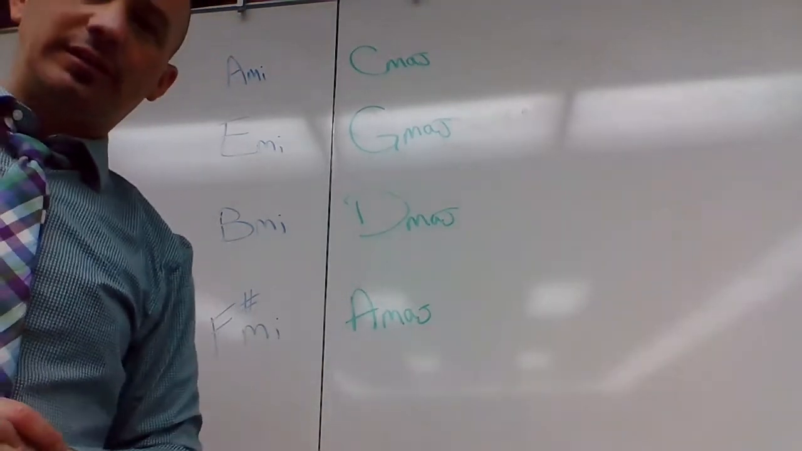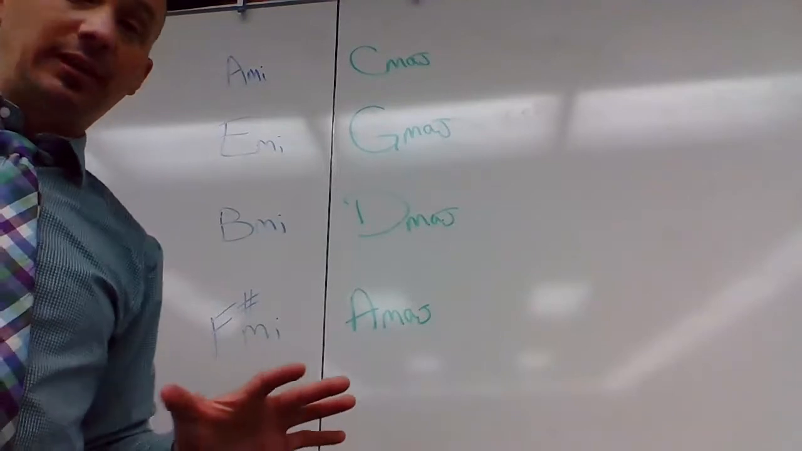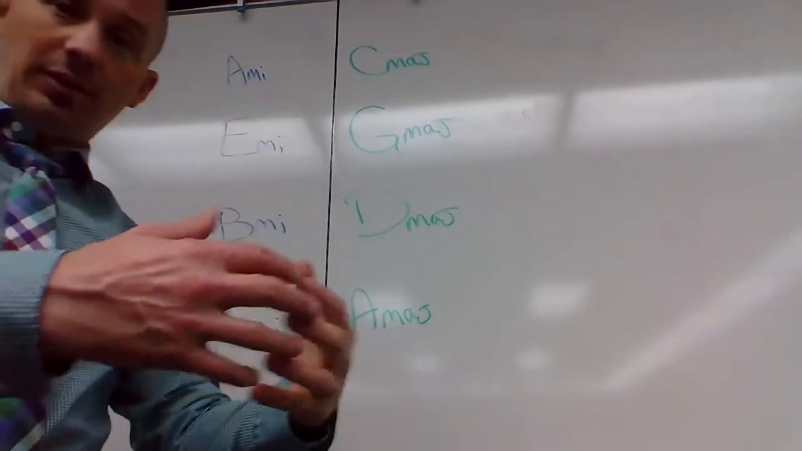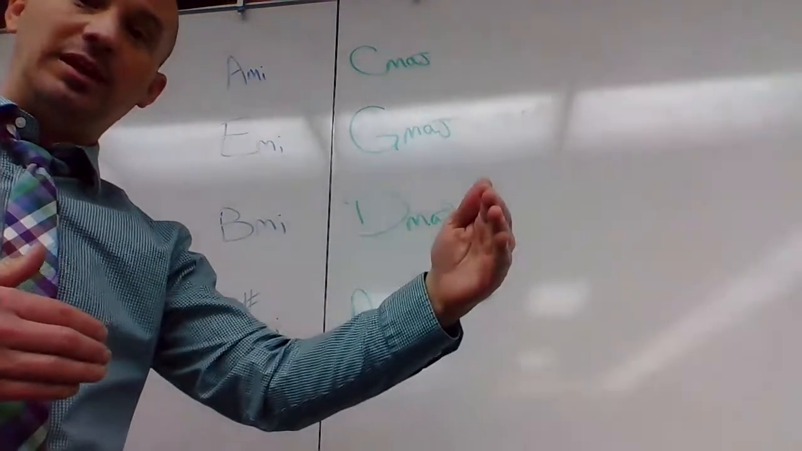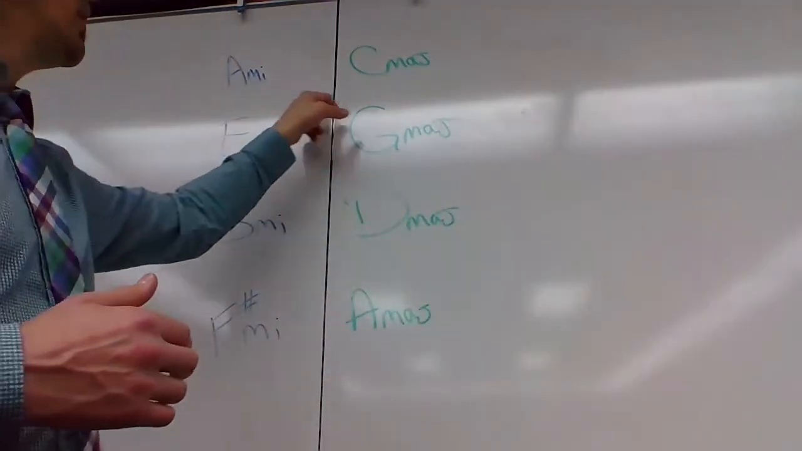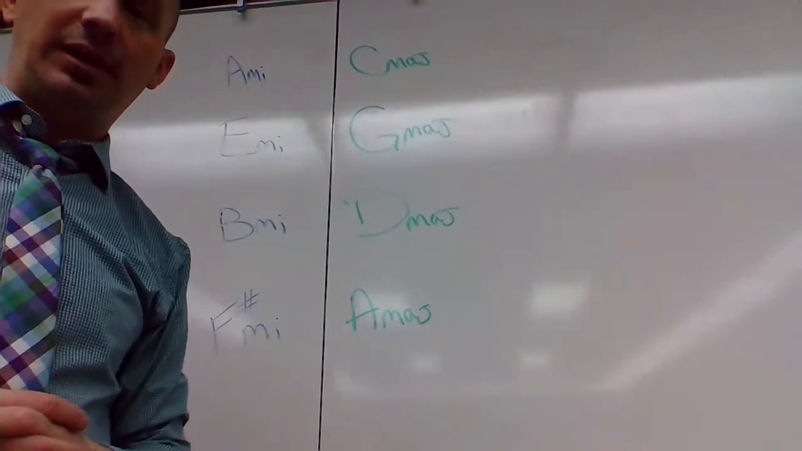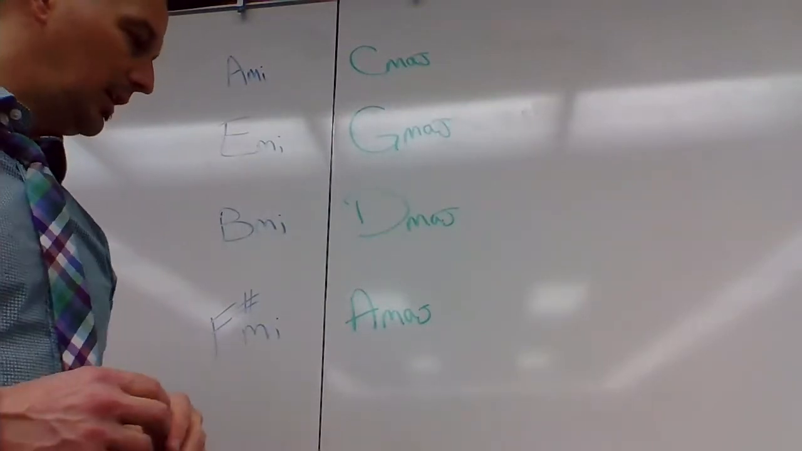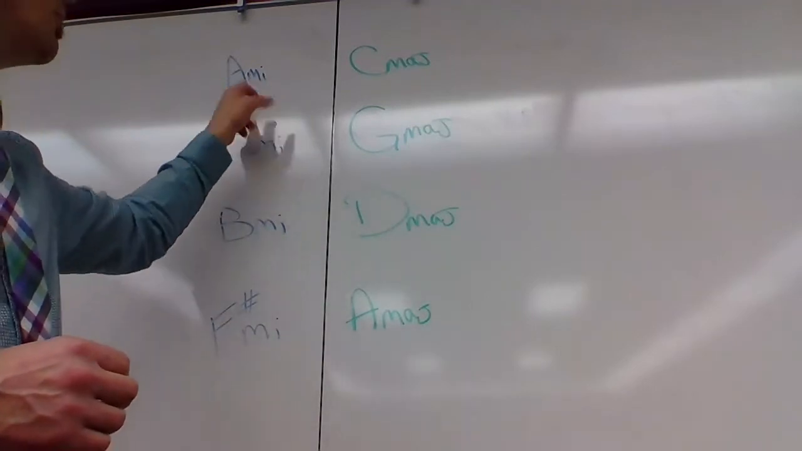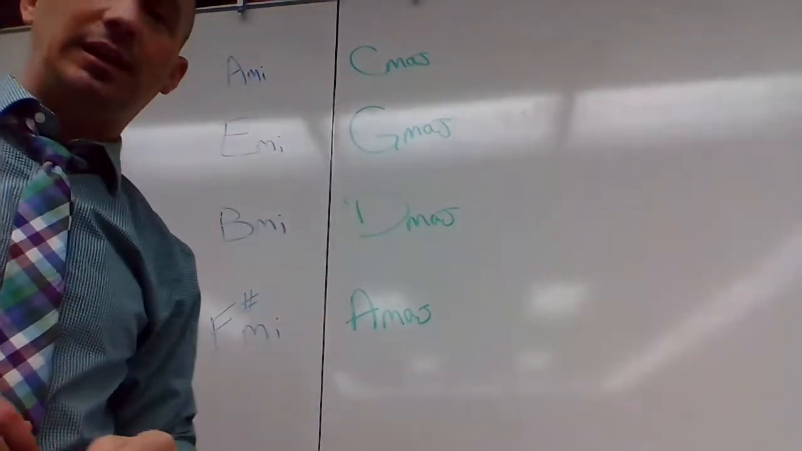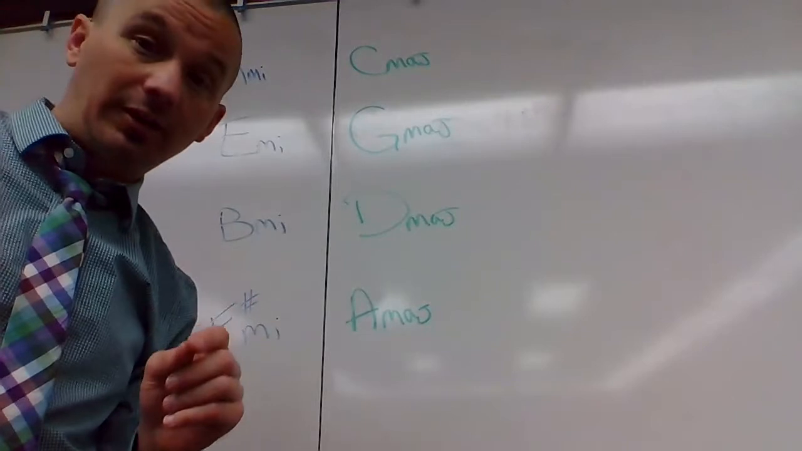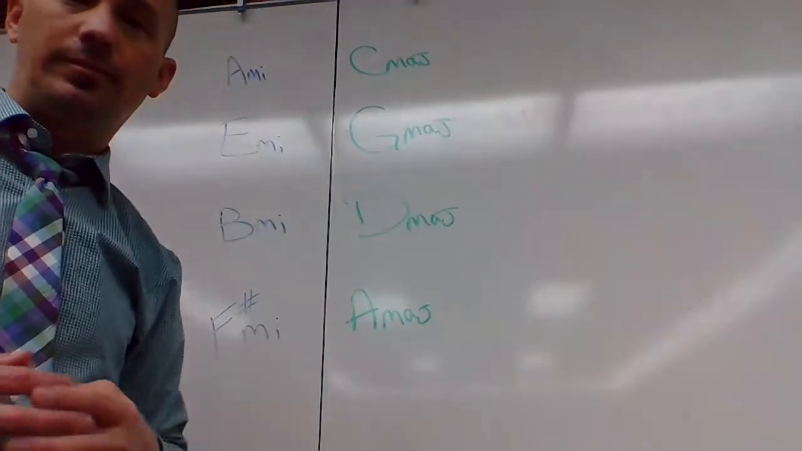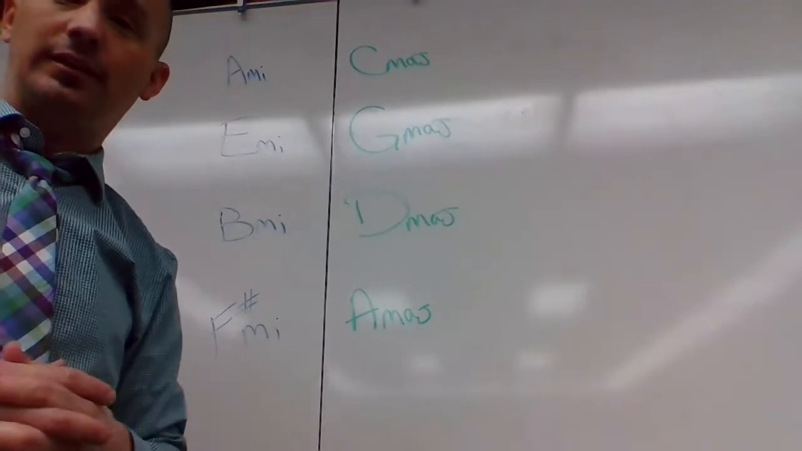Okay, so to recap, let's do this again. To find the relative major from a minor key, so if I'm given a minor key and I'm trying to find the relative major, I would go up, forward through the alphabet a step and a half. Okay? If I'm given a major key and I'm trying to find the relative minor key, I go back a half and then a whole. Just go back a step and a half.